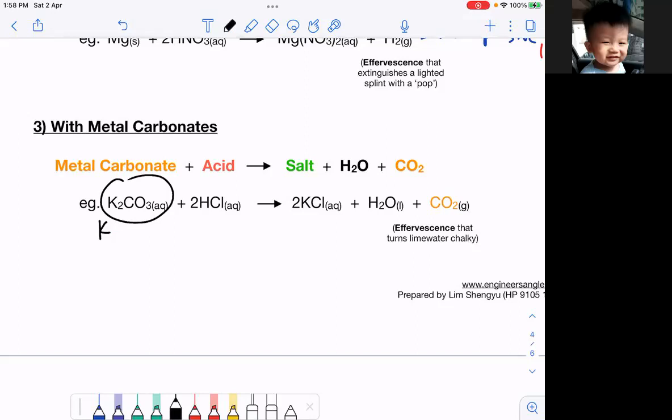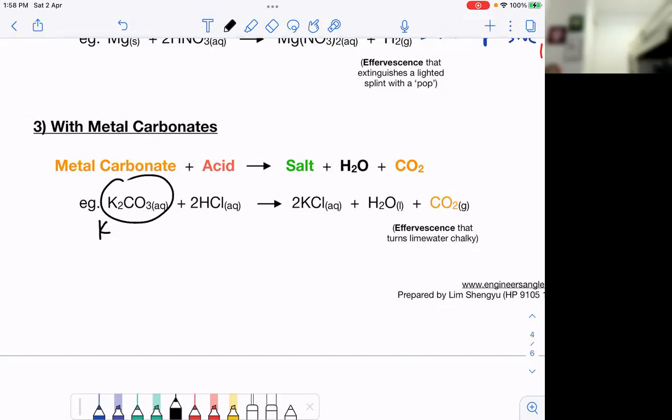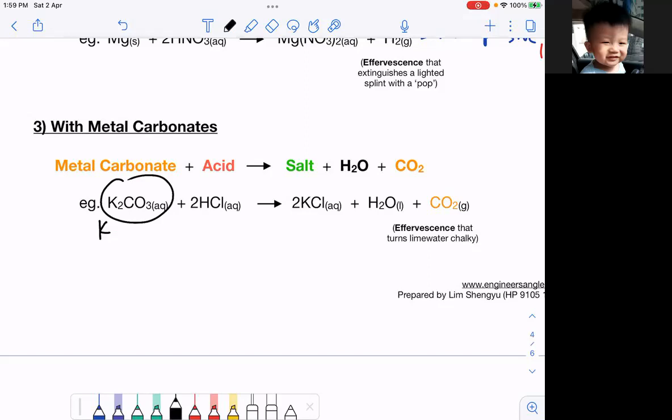Potassium is group what? Wait, no, sorry. Potassium is K plus. Wenxuan, would you agree potassium is K plus? Xiang Hui is saying potassium is K plus. Agree? Okay. Xiang Hui again, what is carbonate?